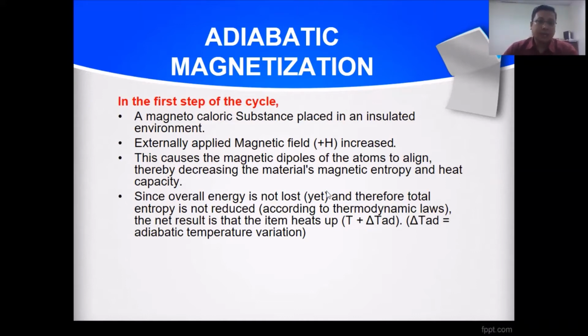So we just use the magnetic field inside the adiabatic system. So what happened inside? The temperature will be increased from T to T plus delta T AD. AD means adiabatic temperature variation. So now we have two temperatures: the first is the initial T, and the second one is from the adiabatic process.